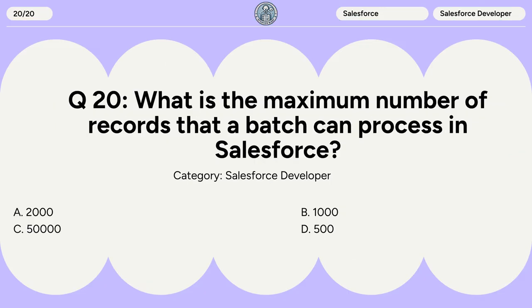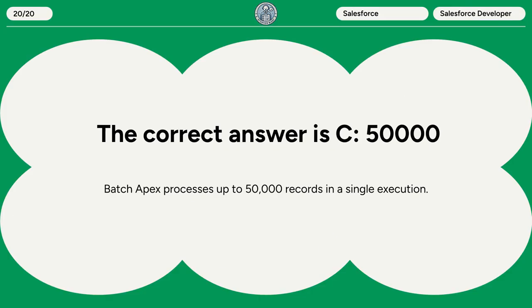Question 20. What is the maximum number of records that a batch can process in Salesforce? A. 2000. B. 1000. C. 50,000. D. 500. The correct answer is C. 50,000. Batch Apex processes up to 50,000 records in a single execution.